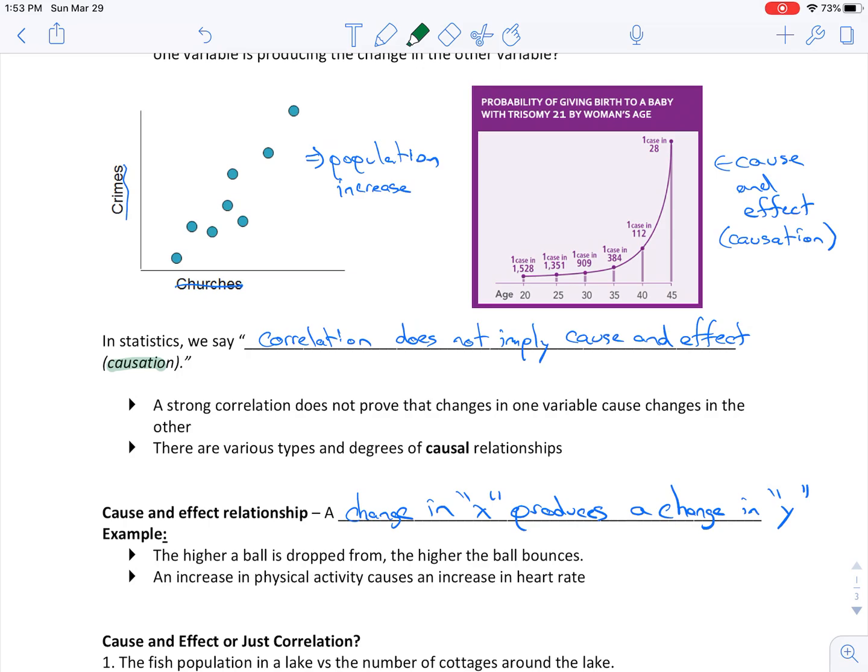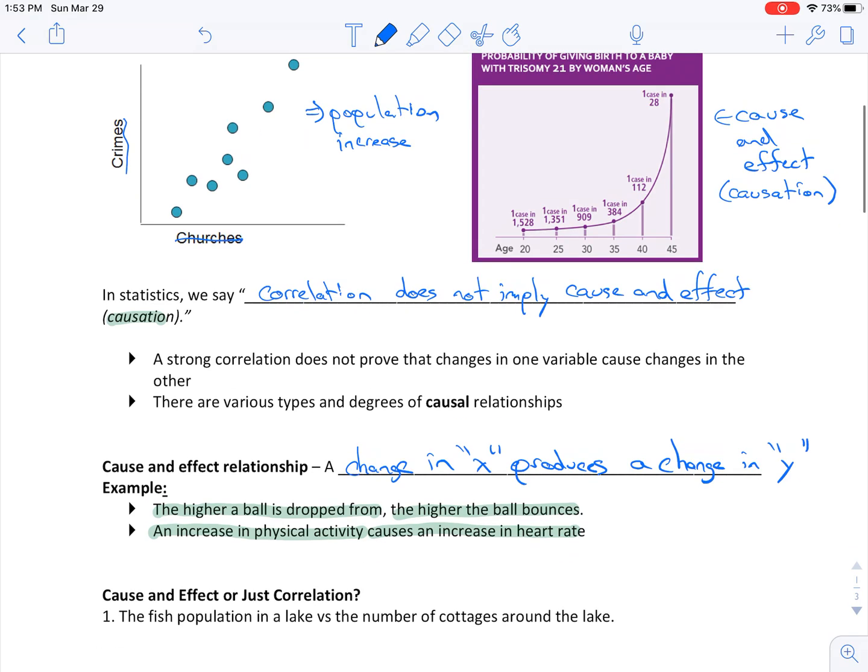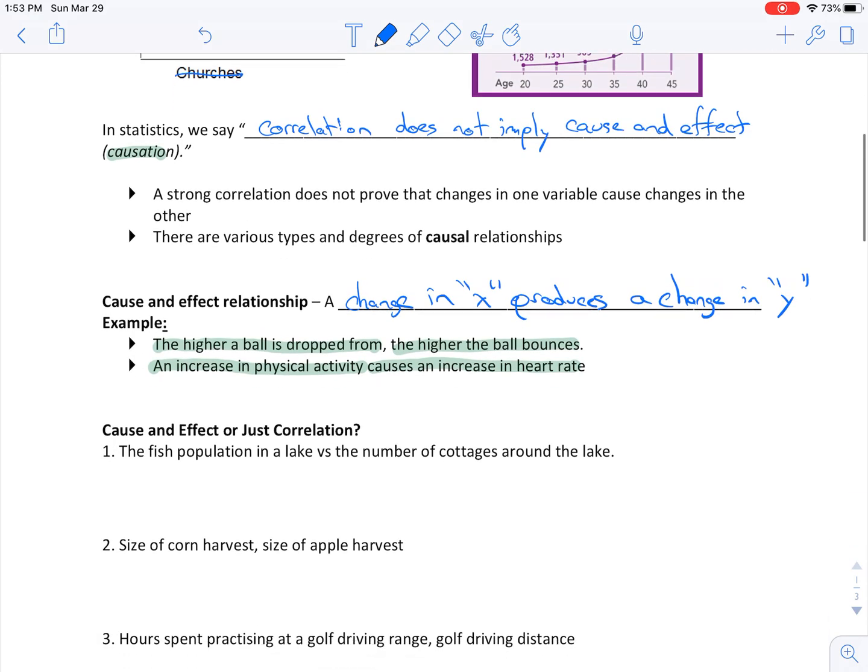These are things that are definitively defined. In science, that's often the case. Like here, the physics example: the higher a ball is dropped from, the higher the ball will bounce. That's a direct relationship. Or in biology, an increase in physical activity will cause an increase in heart rate. That's a physiological response that's guaranteed, and therefore a cause and effect relationship.